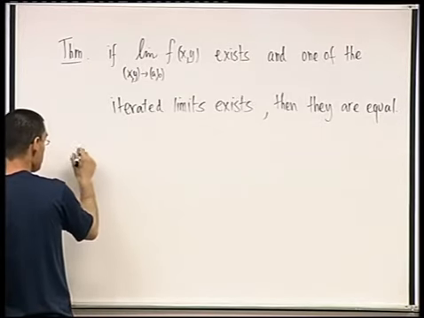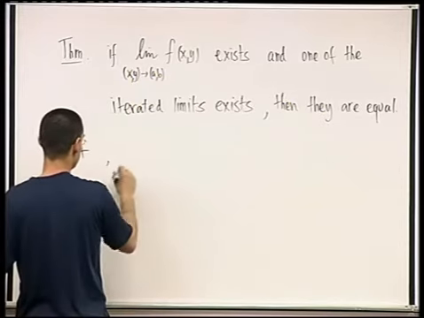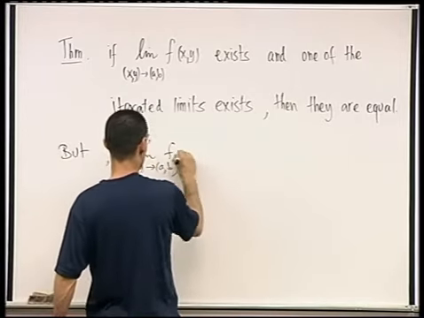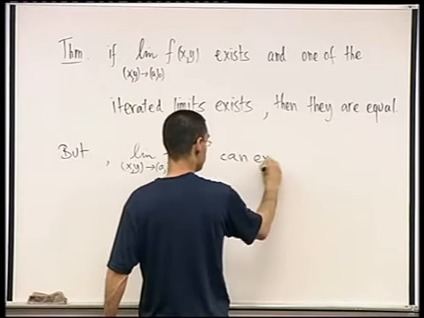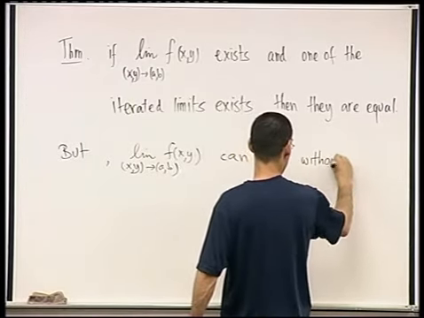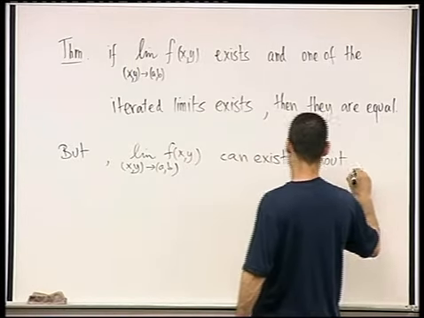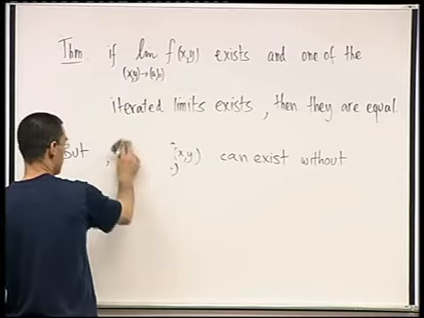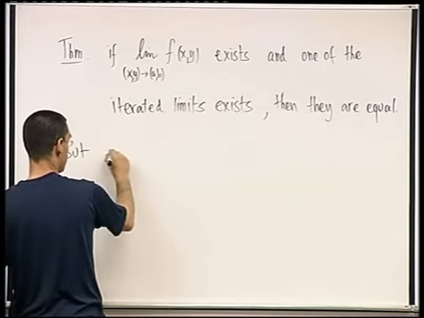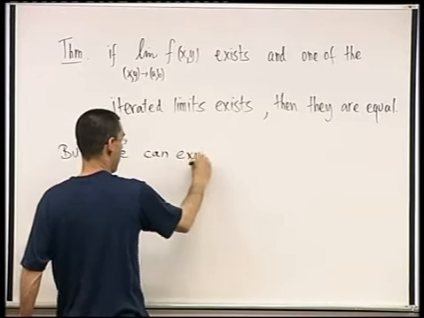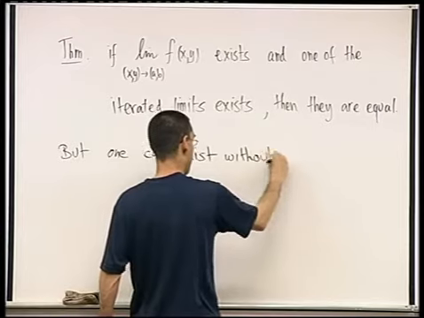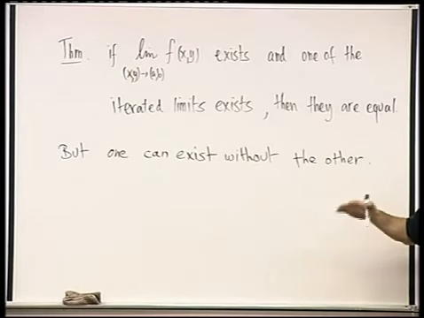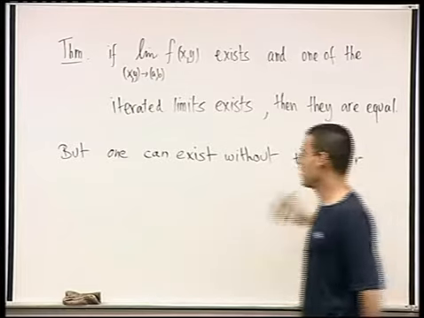So let's write that the limit as (x, y) goes to (a, b) of f of x, y can exist without the iterated limits, or let's write that one can exist without the other.